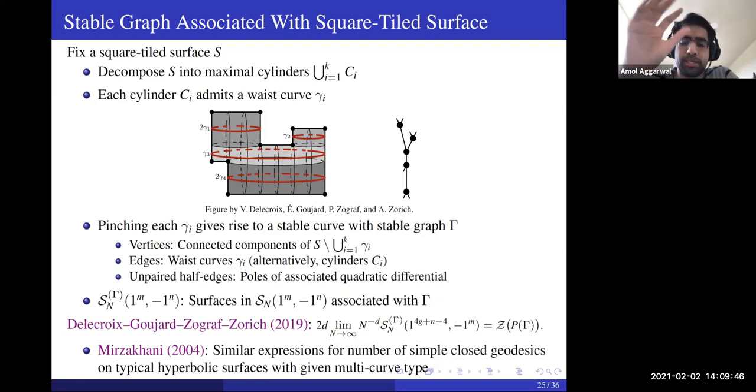Then one asks oneself, how does this multicurve look? As it turns out, there's a similar graph you can associate with this multicurve. A multicurve is a linear combination of simple closed curves. The edges of the graph correspond to how many distinct simple closed curves are in the linear combination, like the cylinders. The vertices correspond to, if I cut the hyperbolic surface along the multicurve, how many connected components I have after the cutting procedure. And the formulas are super closely related. Actually, it's exactly the Z_P of gamma, but there's also some global prefactor. That's the only difference. So once one has access to asymptotics for these quantities, one can also get asymptotics for those quantities as well.